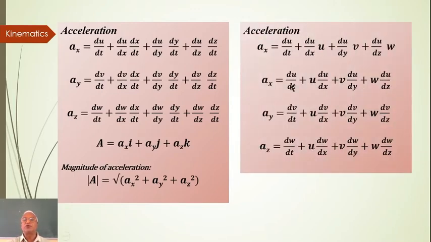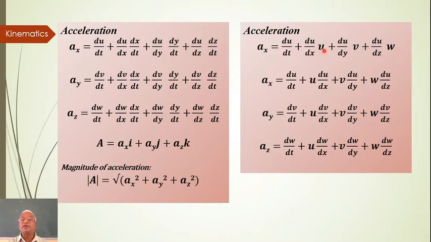It looks better also. I think I have made use of these abbreviations in the last session while solving a number of problems. So ax equals du by dt remains the same. Instead of dx by dt, I have substituted u, and instead of dy by dt, v, and dz by dt as w. Likewise, I have done everywhere.